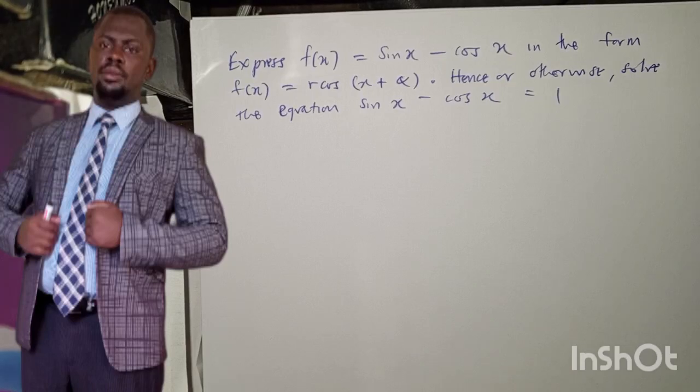Express f of x is equal to sine x minus cos x in the form f of x is equal to r cos x plus alpha. Hence, or otherwise, solve the equation sine x minus cos x is equal to 1.